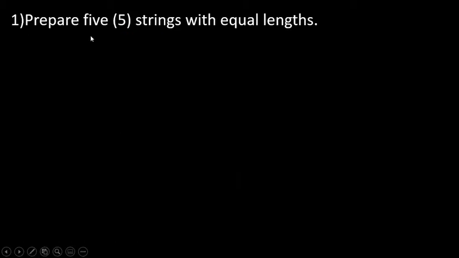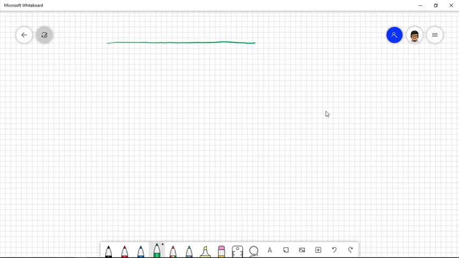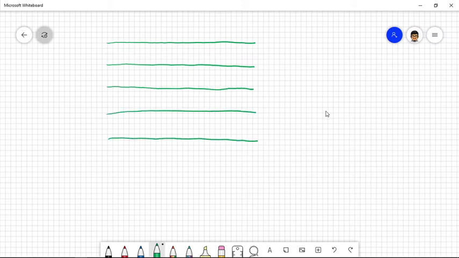Step 1. Prepare 5 strings with equal lengths. At the meantime, wala akong string, kaya magdodrawing na lang ako. Galing ako mag-drawing eh. Okay. Say this is the first string. Saan yung first string natin? This is the first string, second string, third string, fourth string, and fifth string. So, meron tayong 5 strings na may pare-parehong sukat. Let's assume that these are all of the same sizes or lengths. Let's continue.